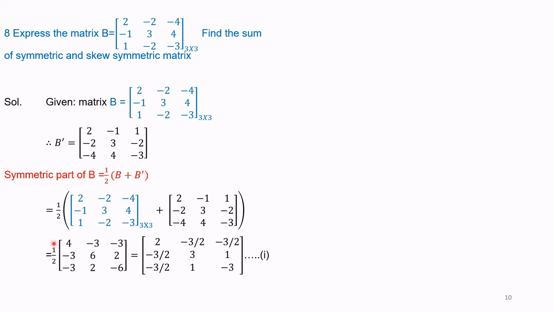Now we have to multiply by the scalar half that is outside the matrix. 4 by 2 is 2, minus 3 by 2, minus 3 by 2, and this is also minus 3 by 2. 6 by 2 is 3. 2 by 2 is 1, minus 3 by 2, and 2 by 2 is 1. Minus 6 by 2 is minus 3. This is the symmetric part of B, found in equation 1. You have to remember it is half of B plus B dash.